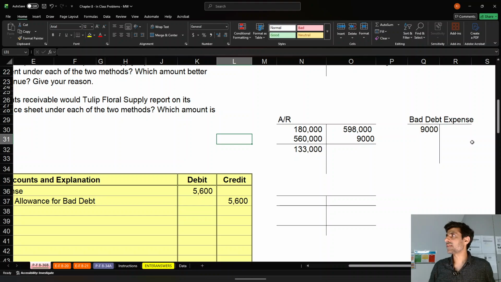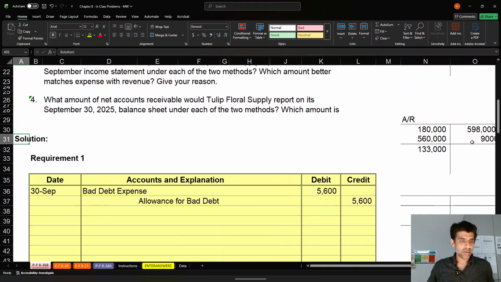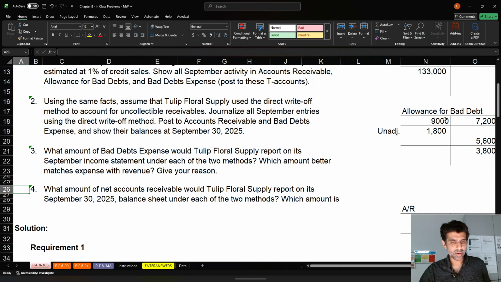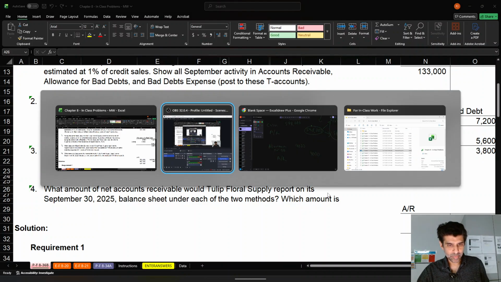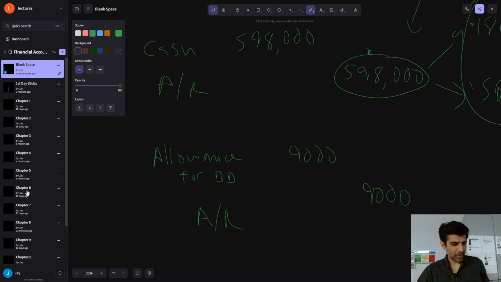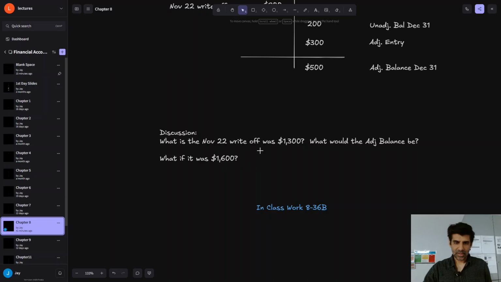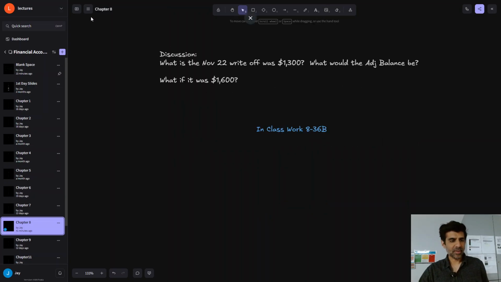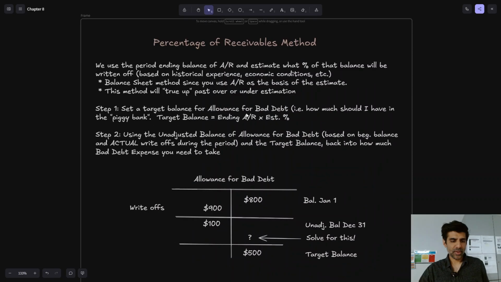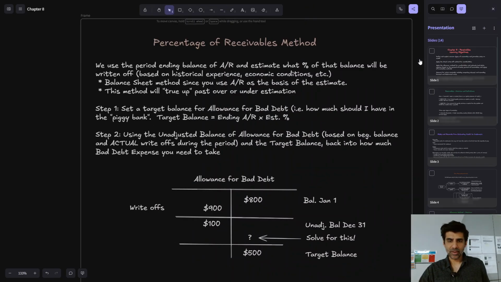Okay, does it make sense? Okay. Let's just start talking about the next method because it's similar in some sense, but also has a very, I think, more coherent and common sense kind of method of dealing with this bad debt expense.